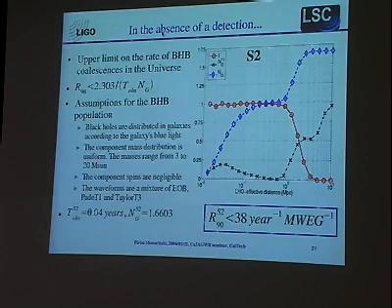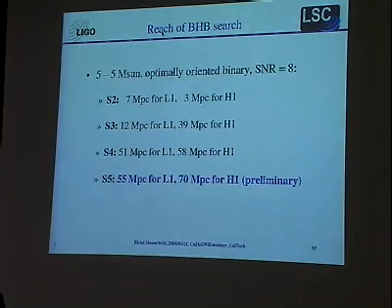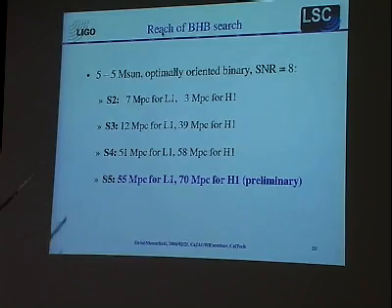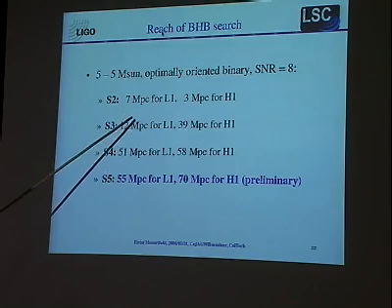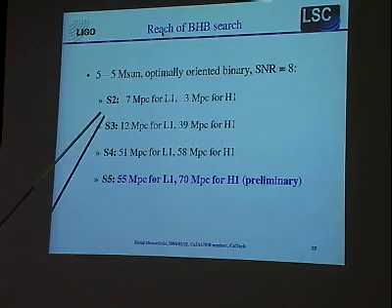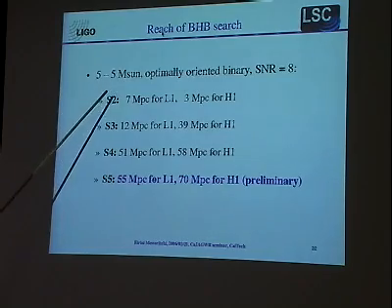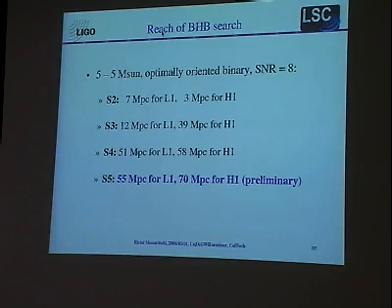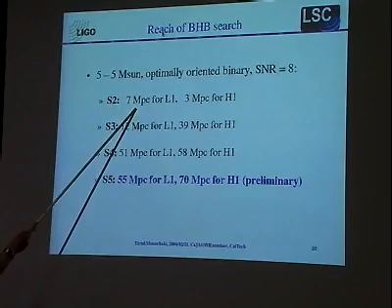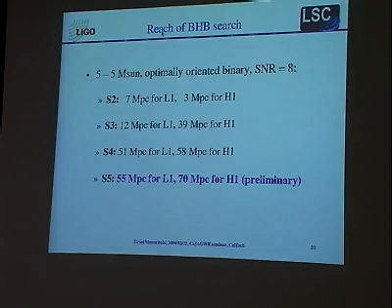So that was for the second science run. The question is, what can we do from now on? I will tell you in a minute, but to tell you that, I need to show you how the reach of the black hole binary search has improved in the different science runs. So in the second science run, a 5-5 solar mass binary that's optimally oriented would give a signal-to-noise ratio of 8 in the data if it were at 7 megaparsecs for Livingston and 3 megaparsecs for H1 at Hanford.